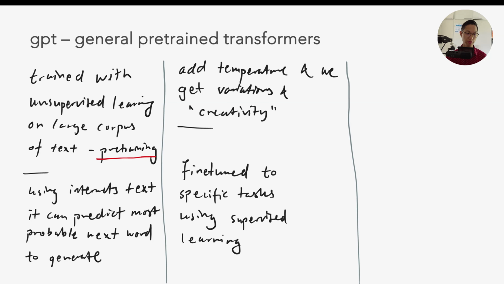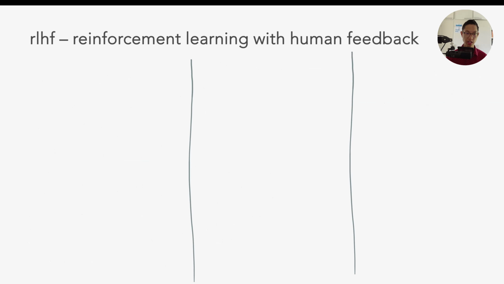Then we can fine-tune it to specific tasks using supervised learning, so that you can, for example, chat in a certain format. You need to train it with a certain format that it should answer in this type of format. Here we have supervised learning.